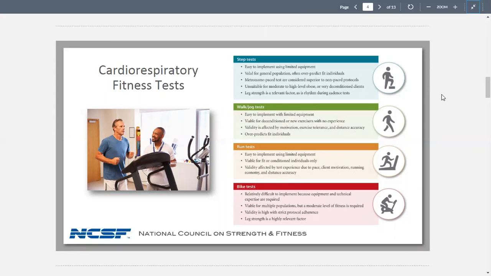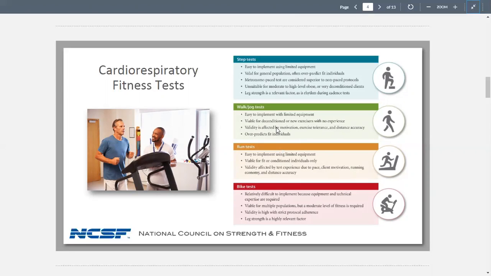So the individual might not be motivated. You might have to motivate them to actually complete the test, and that can change the validity of the assessment. And it can over-predict fit individuals, okay? So it can make it seem like you might be more fit than you actually are, and that's just a limitation of test protocols. But they get better as you define the criteria more specifically and use equipment.